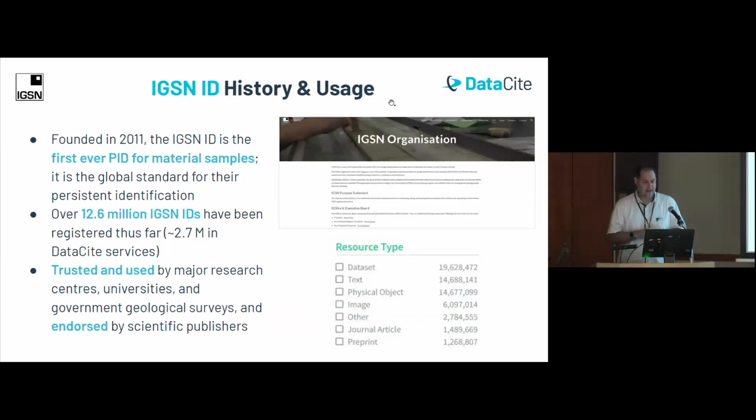Just to give you an idea of the history and usage, the IGSN ID has been around since 2011, and it's the first ever persistent identifier for material samples. Getting towards 13 million IGSN IDs have been registered thus far, almost 3 million of those within DataCite services. We transitioned all of the existing IGSN IDs underneath DataCite. It has been trusted and used by major research centers, universities, government geological surveys. It's been endorsed by scientific publishers.